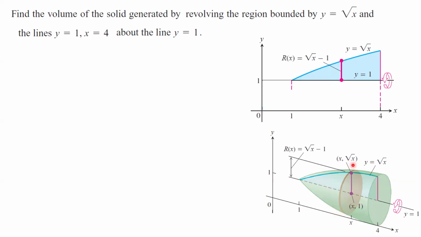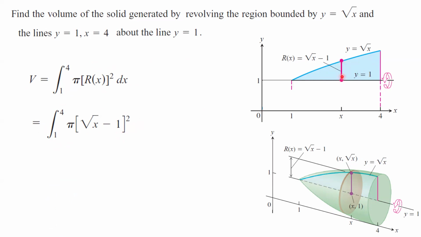And as you can see, the cross-section is a disk, a solid circle, and this radius or the distance is square root of x minus 1. As you remember, the volume formula is the definite integral of pi r to the second power. r is this radius or the distance with respect to x, and x ranges between 1 to 4. In turn, it is equal to the definite integral from 1 to 4 of pi, r of x is square root of x minus 1, to the second power.